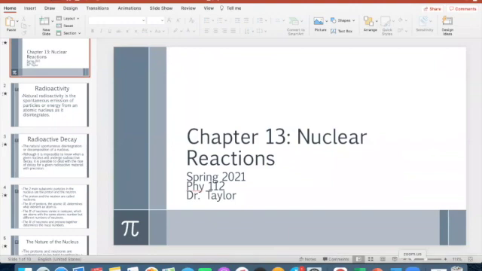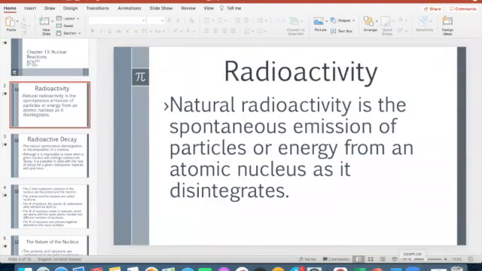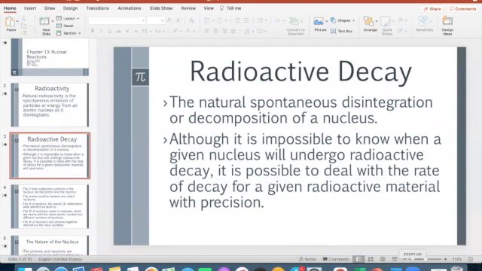Nuclear reactions. Natural radioactivity is the spontaneous emission of particles or energy from an atomic nucleus as it disintegrates. Disintegrates just means as it dies out over time. Radioactive decay is the natural disintegration or decomposition of a nucleus. Again, disintegration and decomposition just mean the breakdown of.